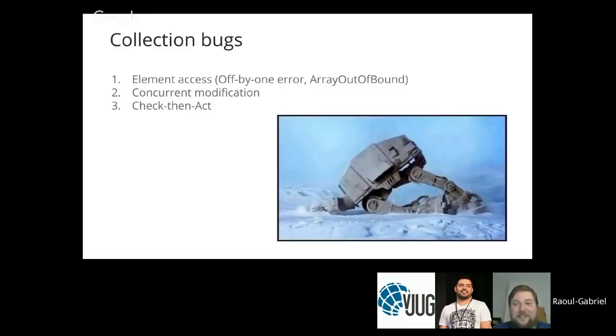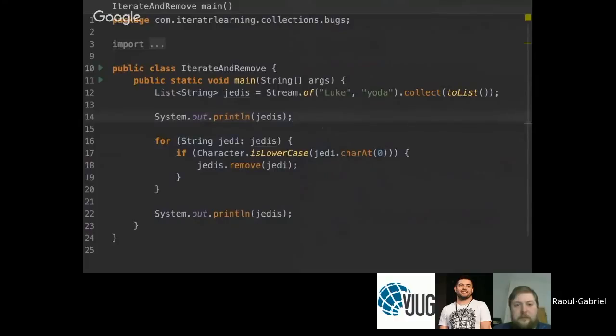So everyone is familiar with this exception, but there's another two interesting bugs, the concurrent modification and the check-then-act, which we'd like to shed some light on. So to do that, let's look at some real code.